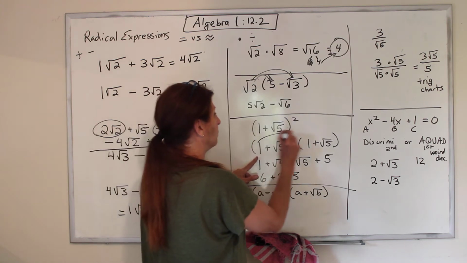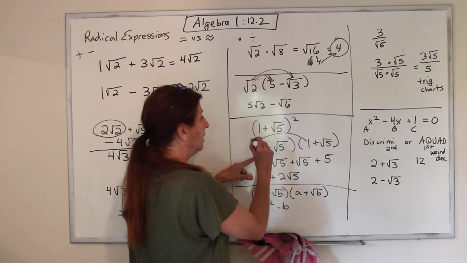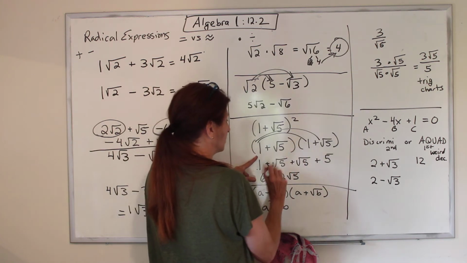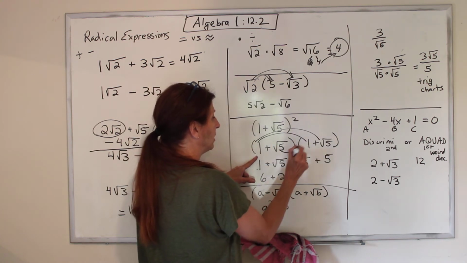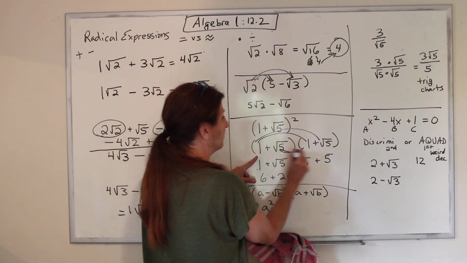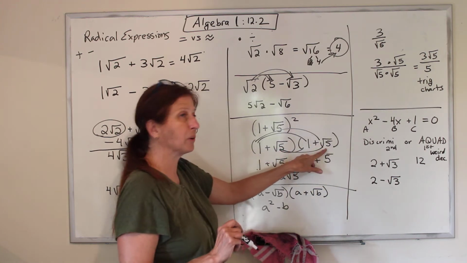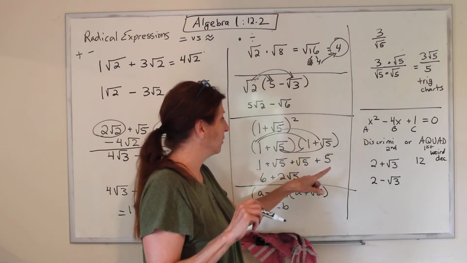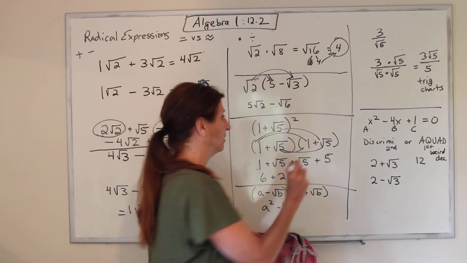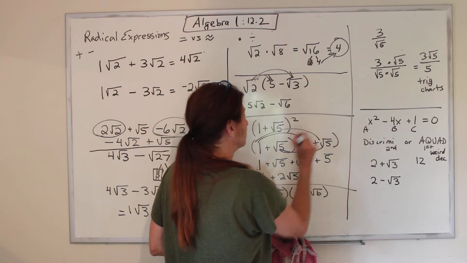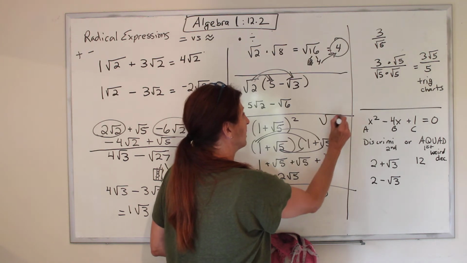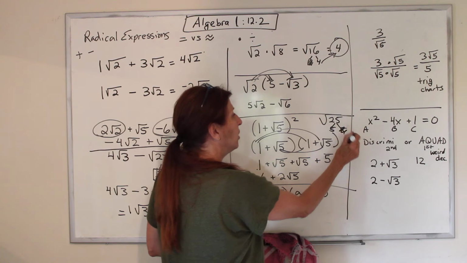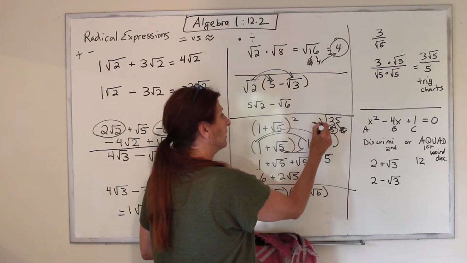So we need to do 1 times 1 is 1. 1 times square root of 5 is 1 times the square root of 5. Square root of 5 times 1 is 1 times the square root of 5. And square root of 5 times square root of 5, now those are twins, so the 5 gets out. That's the same thing as the square root of 25, which is made out of 5 times 5. 1 gets dissolved, 1 gets out.